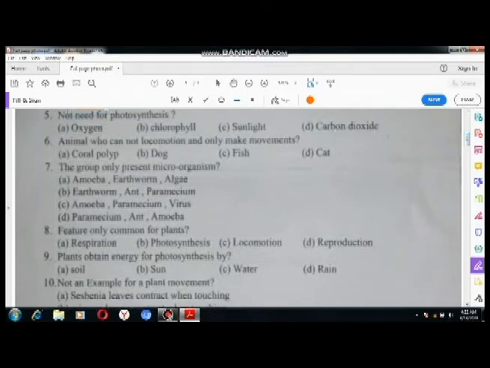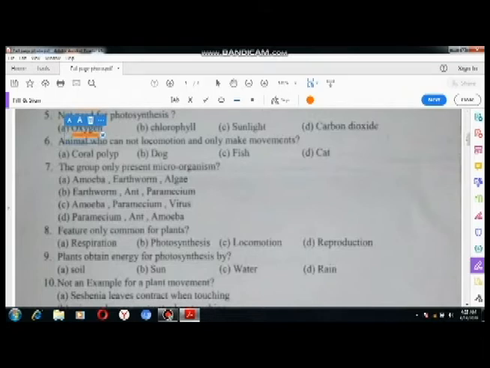Not needed for photosynthesis. There are four factors that are needed for photosynthesis: carbon dioxide, water, chlorophyll, and sunlight. So answer is A, oxygen.